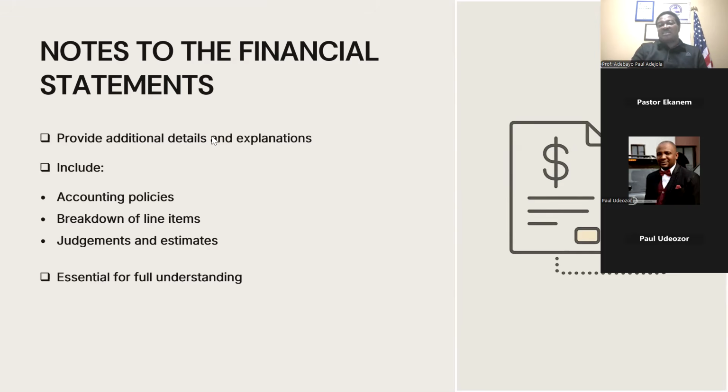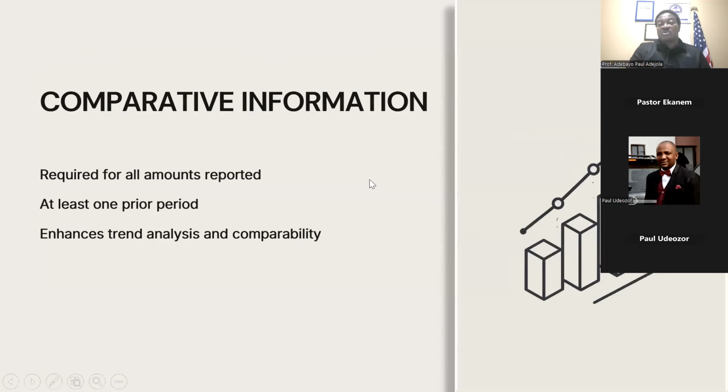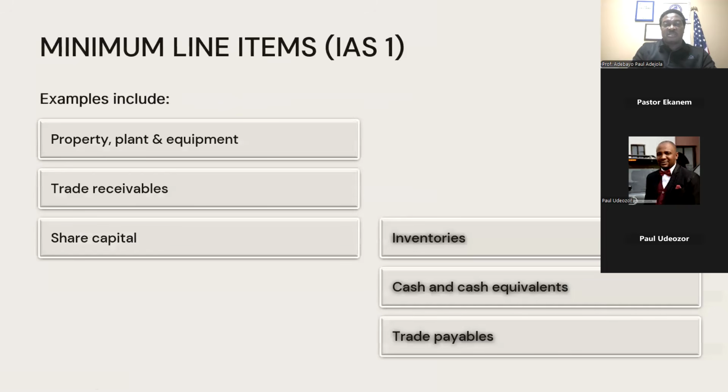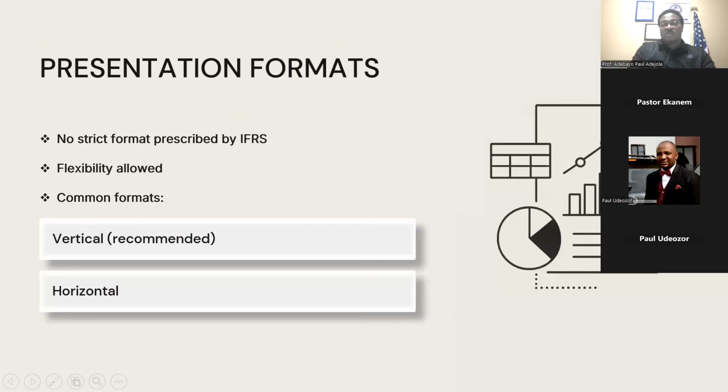So the notes to the financial statements provide additional details and explanation, which include accounting policies, breakdown of line items, judgments and estimates, essential for full understanding, so that even a layman who doesn't understand figures can read English. Comparative information is required for all amounts reported, at least one prior period, which enhances trend analysis and comparability. Minimum line items, and see that examples include property, plant, and equipment, trade receivables, share capital, inventories, cash and cash equivalents, trade payables. Let's leave all these formats.